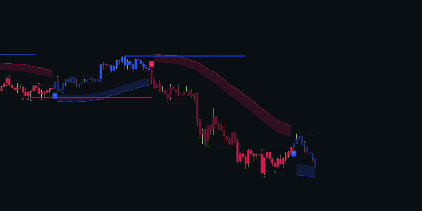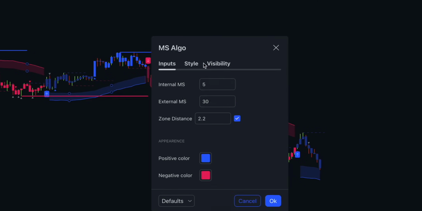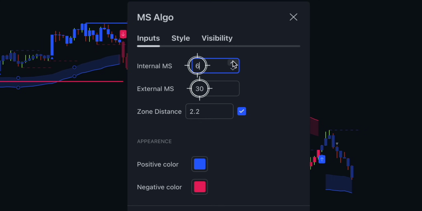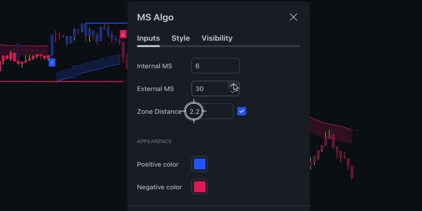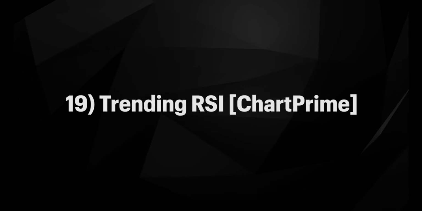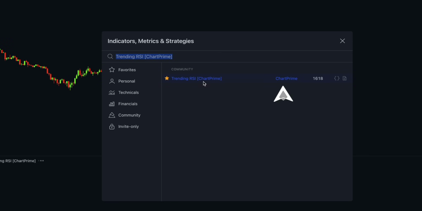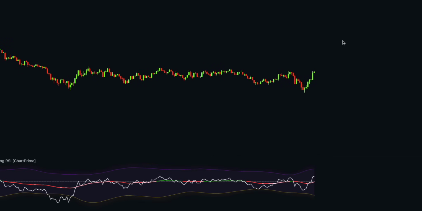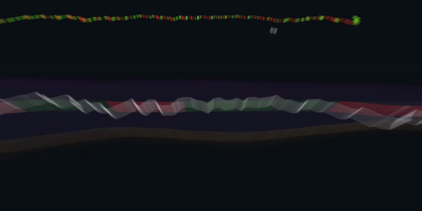To apply the MS Algo to your TradingView charts, adjust the internal MS and external MS settings to align with your analysis preferences. The zone distance input allows for customization of the zone visualization feature. Next up on my list is Trending RSI by Chart Prime. The best time frames for this indicator are 15 minutes, 1 hour, and 4 hours.